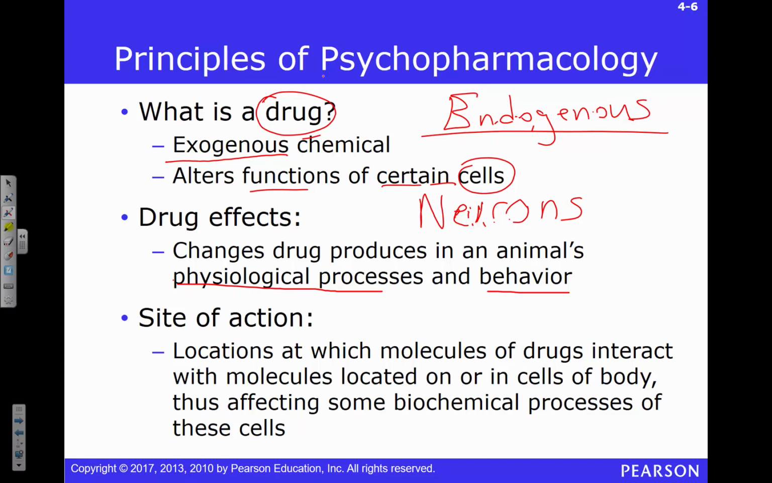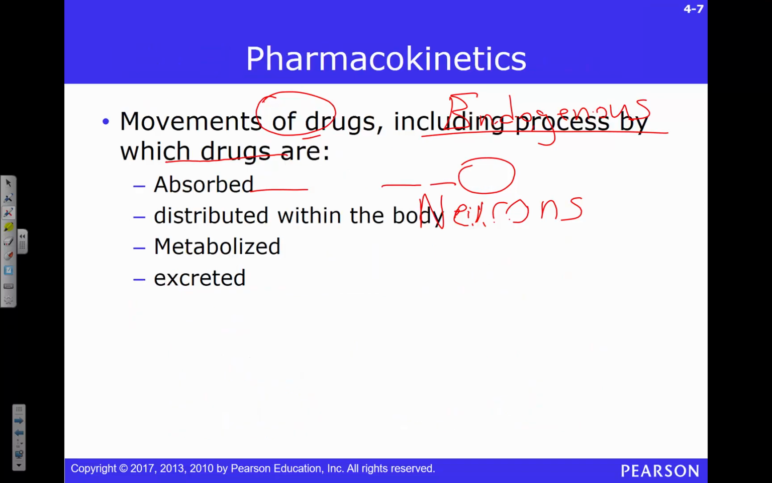The other thing we want to think about is the site of action. And this is just where molecules of that drug interact with molecules that are in or on the cells of your body, okay? This is actually where we can make changes and affect that biochemical process. It's going to be that interface between the substance that you take and your body.